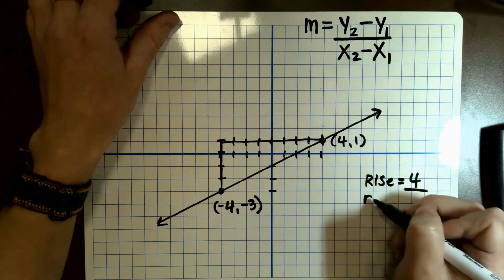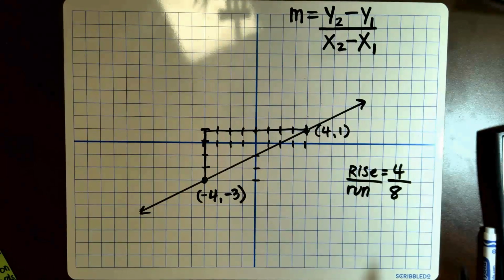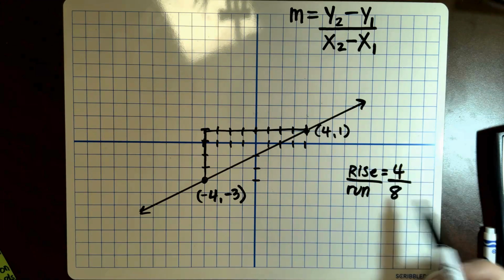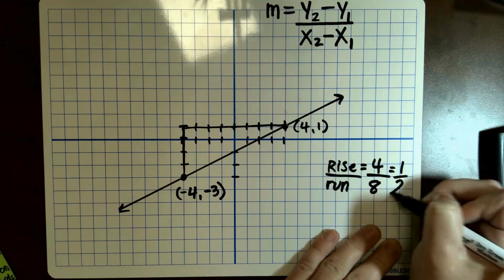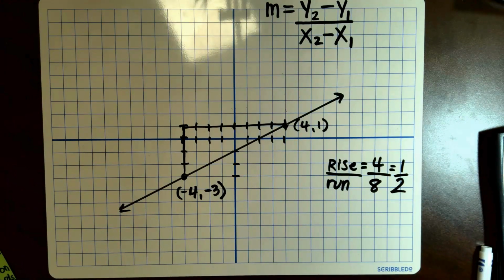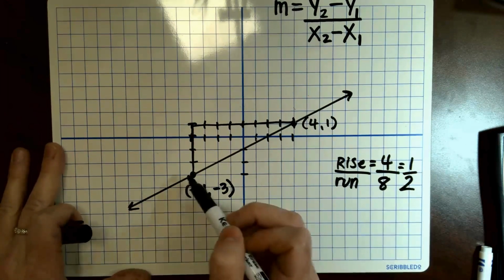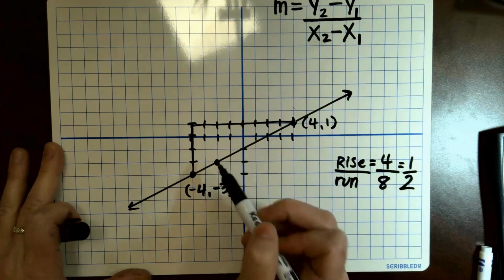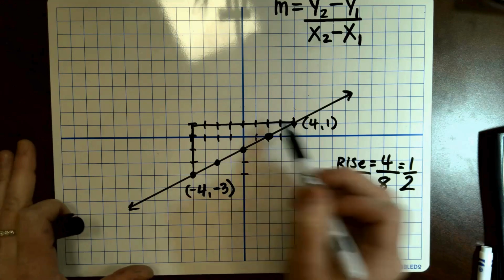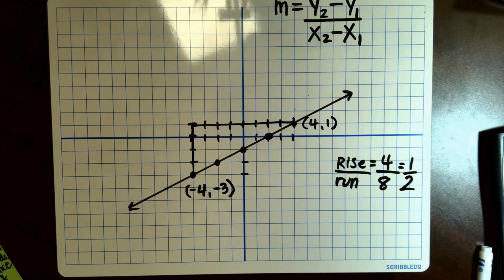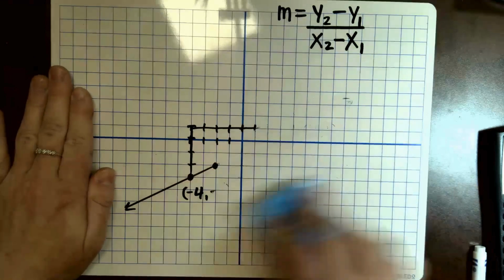My run is 8. So you should have got a slope of 4/8, or if you were to simplify, that's 1/2. And you can tell that 1/2 is correct because my rise is 1, my run is 2. I could go up 1/2, there's a point there. Up 1/2, there's a point there. Up 1/2, there's a point there. And it goes on forever and ever and ever. All right, does that make sense to everybody? Let's try another one. Another one just like that.